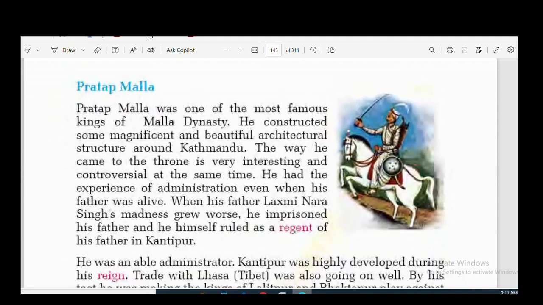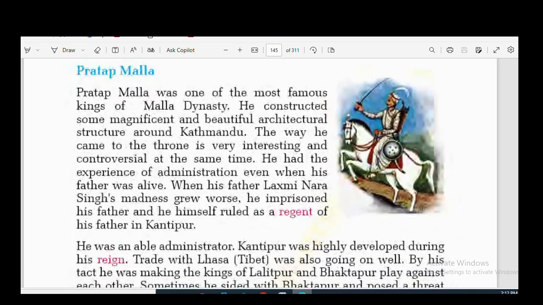Pratap Malla. Pratap Malla was one of the very famous kings of the Malla dynasty. He built some magnificent, very important and beautiful architectural structures around Kathmandu. The way he came to the throne when he became king was very interesting and controversial as well. At the same time, he had experience of administration. He was good in administrative skill even when his father was alive.